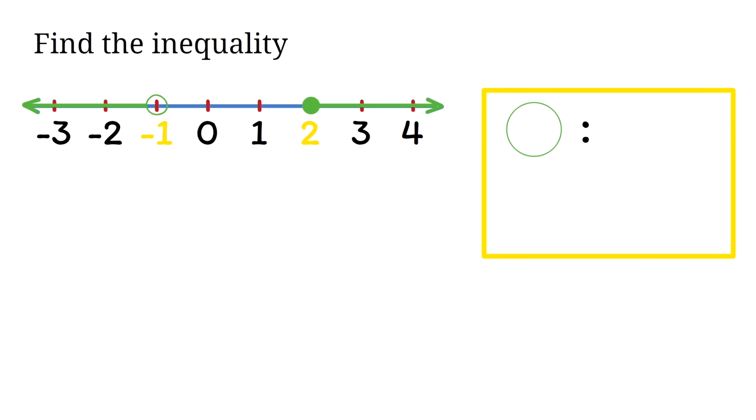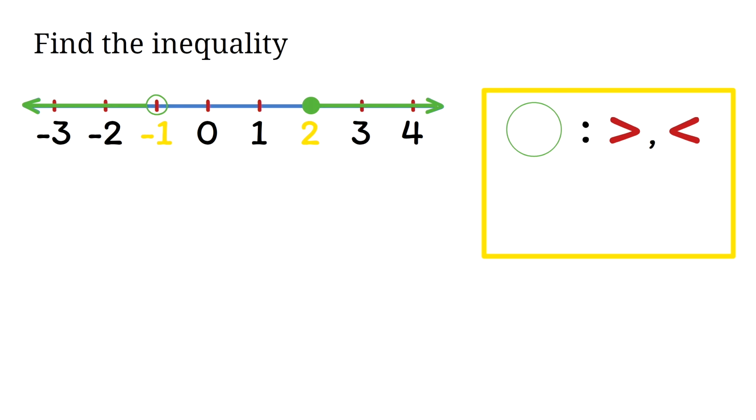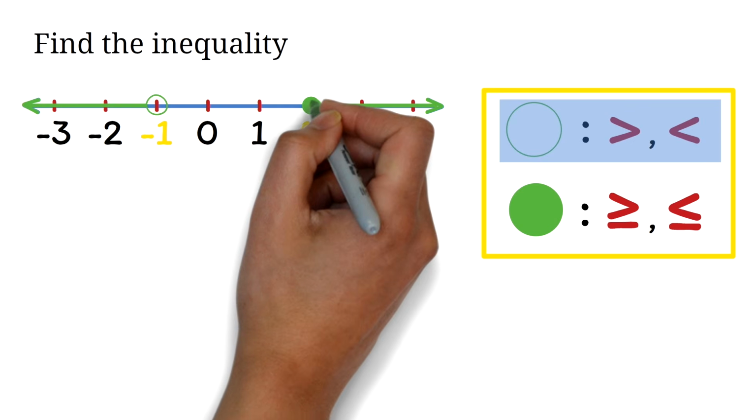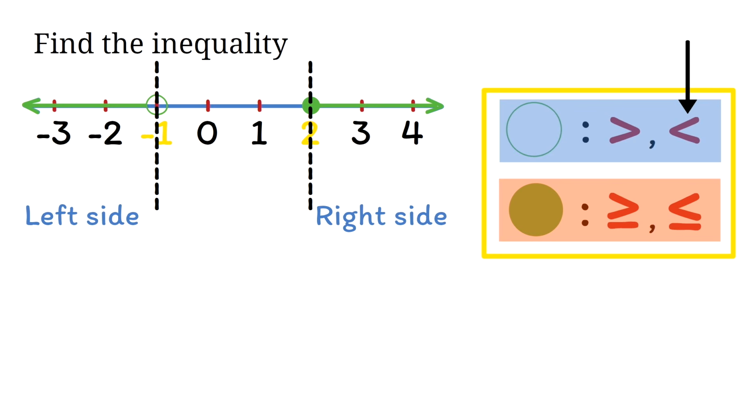Remember, hollow circles are for all possible values greater and less than, but not equal to, the value provided. And closed circles are for all possible values greater than or equal to and less than or equal to the value provided. So on our number line, we see a hollow circle on -1 and a closed circle on the 2. Also, we see that the arrow points towards the left side for the hollow circle portion, which represents values less than, and towards the right for the closed circle portion, which represents values greater than or equal to.